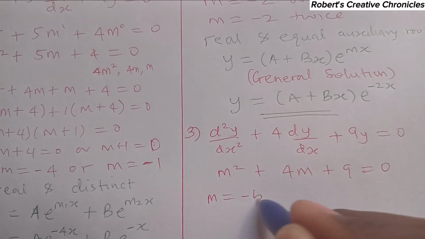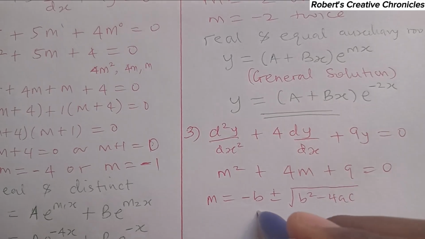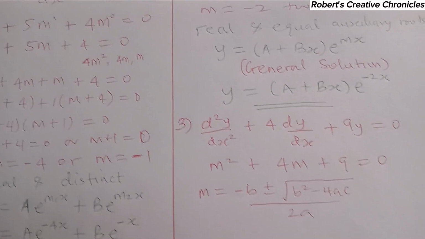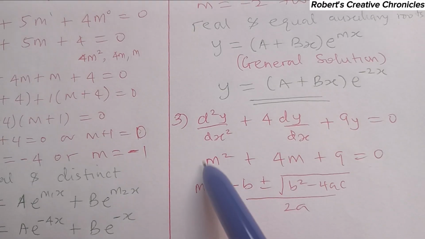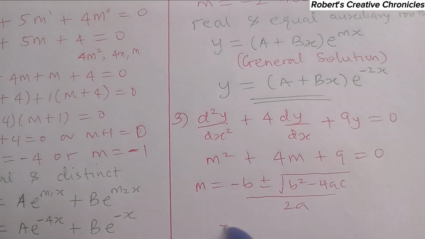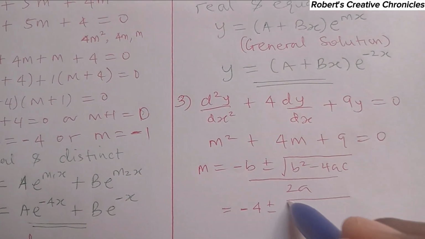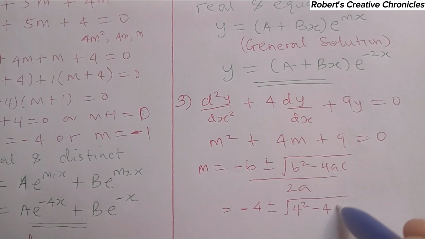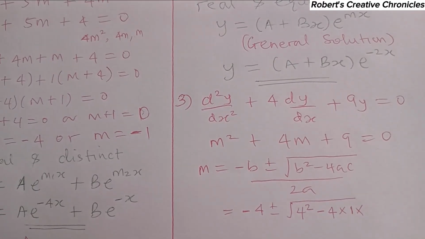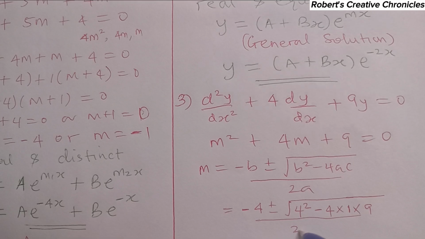m will be equal to minus b plus or minus the square root of b squared minus 4ac, all over 2a. This is the quadratic formula. So you know that a is the coefficient of m squared, b is the coefficient of m, and c is 9. So we'll substitute into it: minus b is minus 4, plus or minus the square root of 4 squared minus 4 times 1, where a is 1, the coefficient of m squared, times c, which is 9, all over 2 times 1.